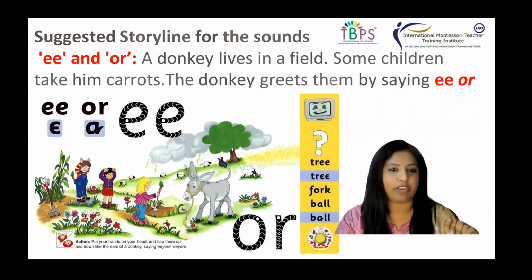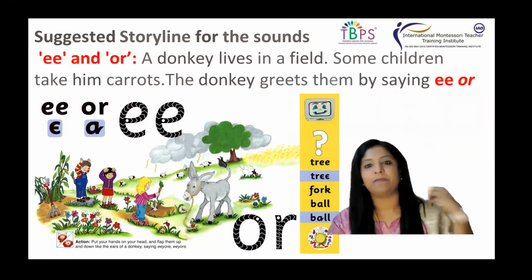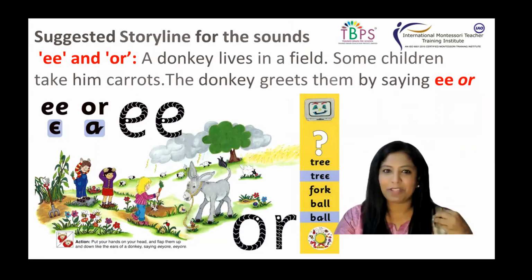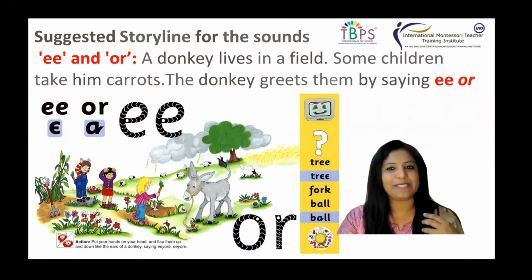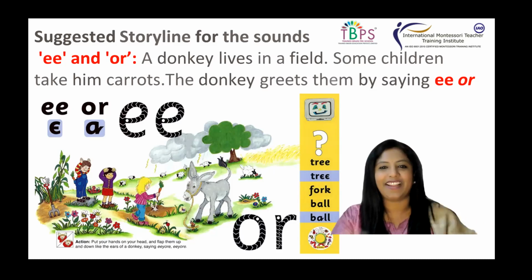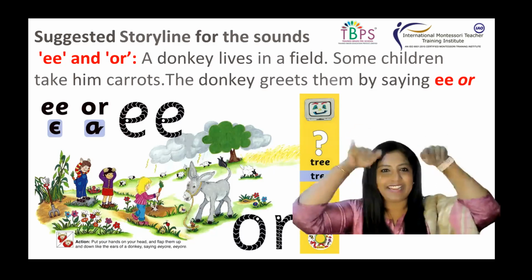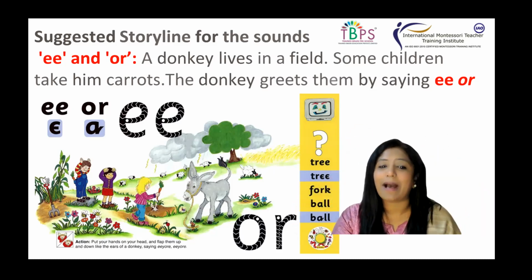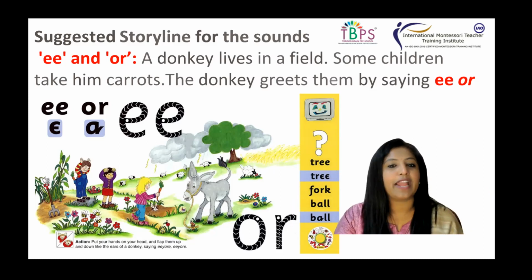So how's my story? The story is very simple. The donkey lives in the field. Some children take carrots and they offer them to the donkey. And now what do you think the donkey would feel like? Is he overwhelmed? Is he happy? He's very happy. And he brays out of joy and he's like, E-R, E-R, E-R, E-R, he's so happy. So that's the story that we actually have.